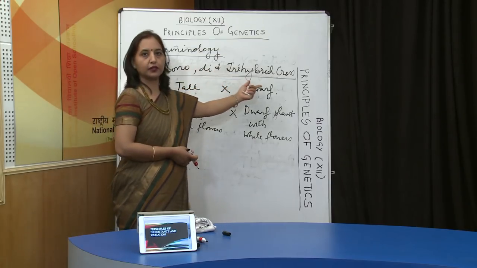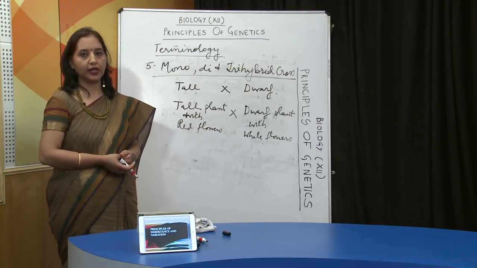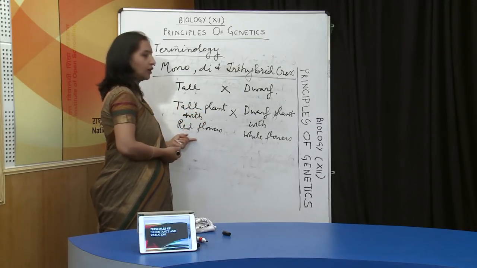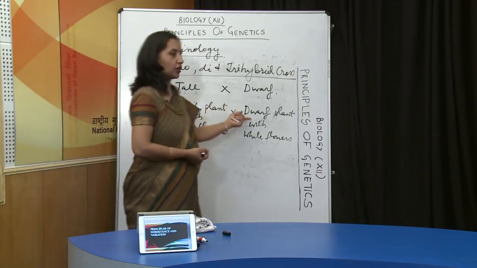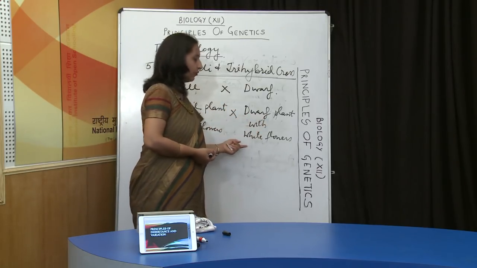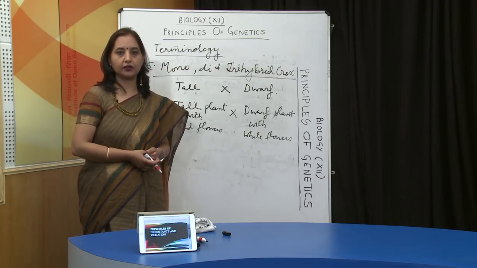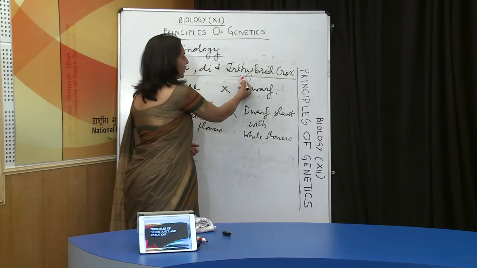Similarly, for trihybrid cross, we can have three characters which are considered or taken into account at the same time. For example, a tall plant with red flowers and round seeds is crossed with a dwarf plant with white flowers and wrinkled seeds. So we have taken three characters at the same time, and that's called a trihybrid cross.